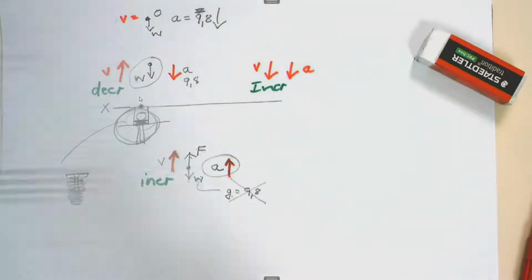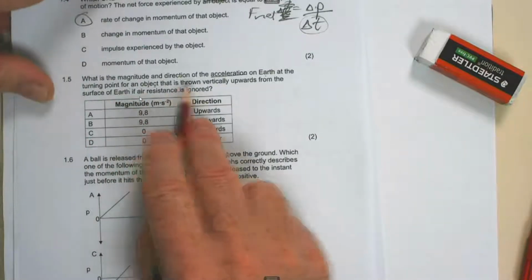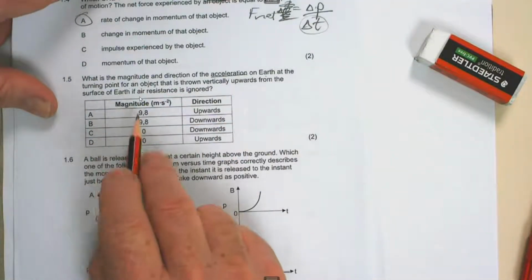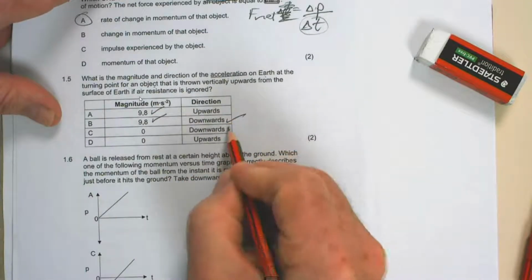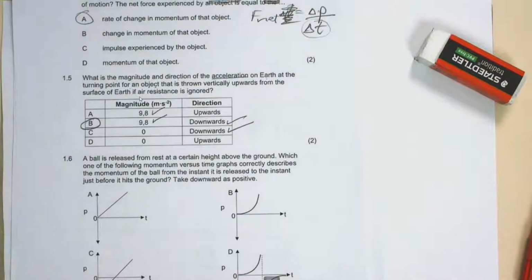Now they ask, what is the magnitude and direction of the acceleration on Earth? The magnitude obviously is 9,8. And what is the direction? Downwards. So your answer is B, 1.5B.